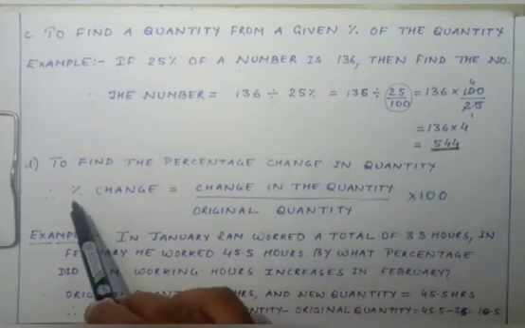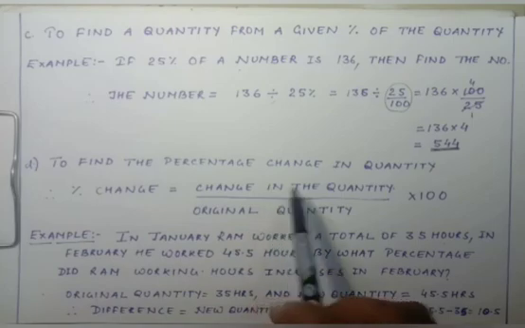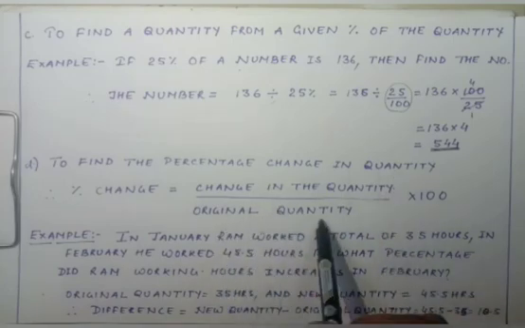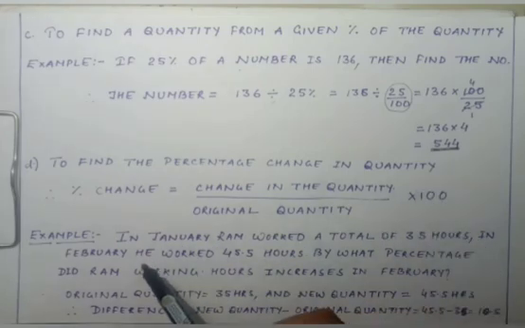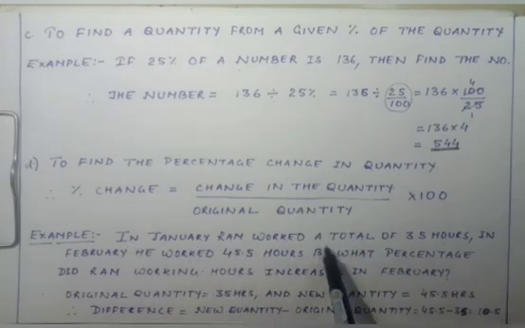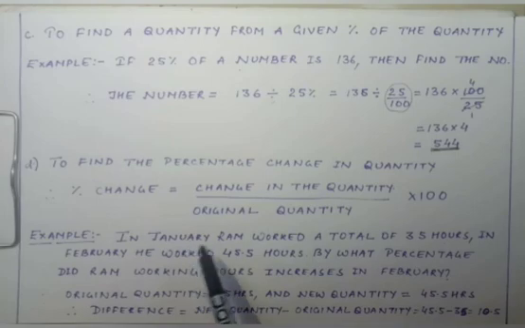The next formula is to find the percentage change in quantity. Over here, the percentage change, it means either the percent is increasing or decreasing, is equal to change in the quantity upon original quantity into 100. Let us see an example related to this formula. In January, Ram worked a total of 35 hours. In February, he worked 45.5 hours. By what percentage did Ram's working hours increase in February?